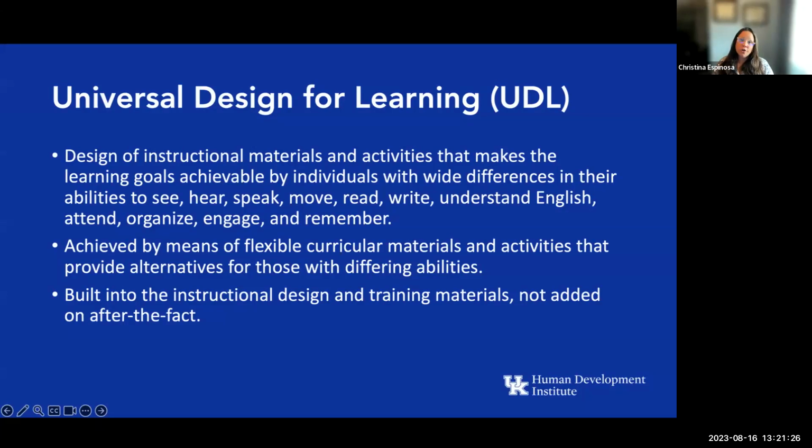We know that we all learn in different ways. We all prefer to learn in different ways. We retain information and are able to express information in different ways. And this body of research has grown exponentially in the last 2 decades, right? But universal design for learning is achieved by having flexible curricular materials and activities that provide alternatives to those with different abilities. And so we're working a lot more to build these principles into instructional design and training materials and not add them on after the fact.